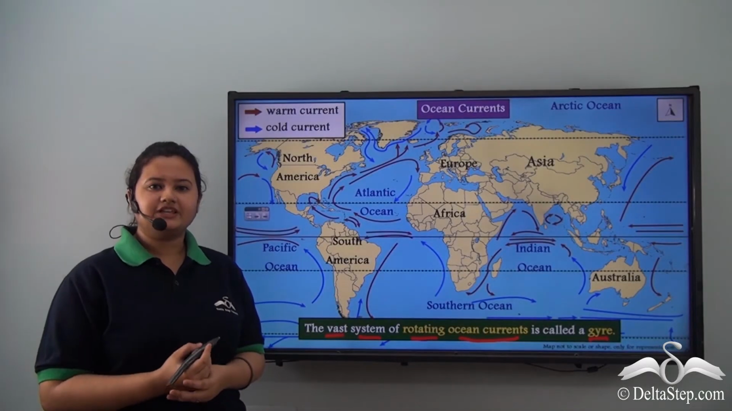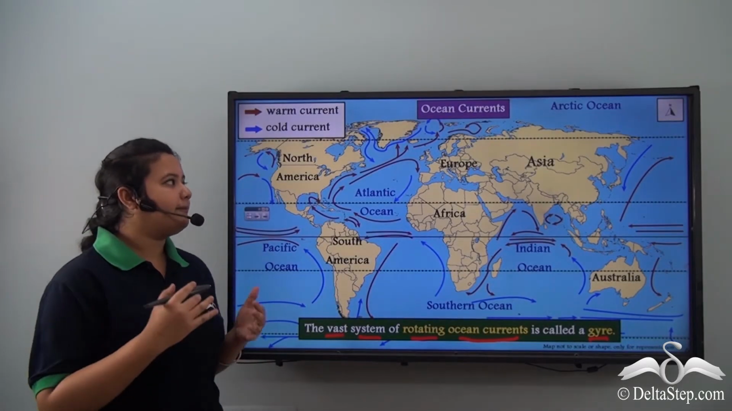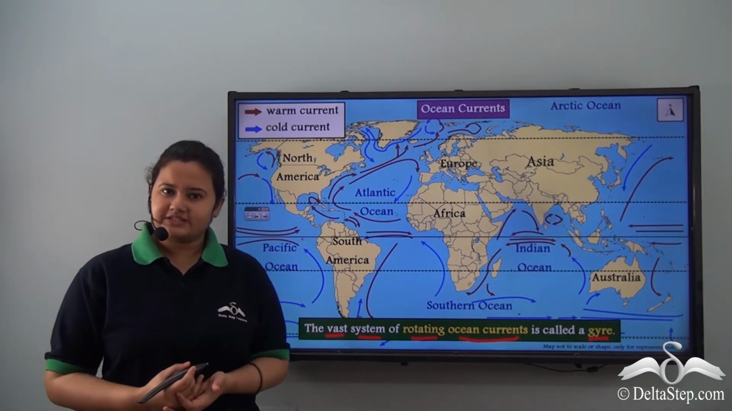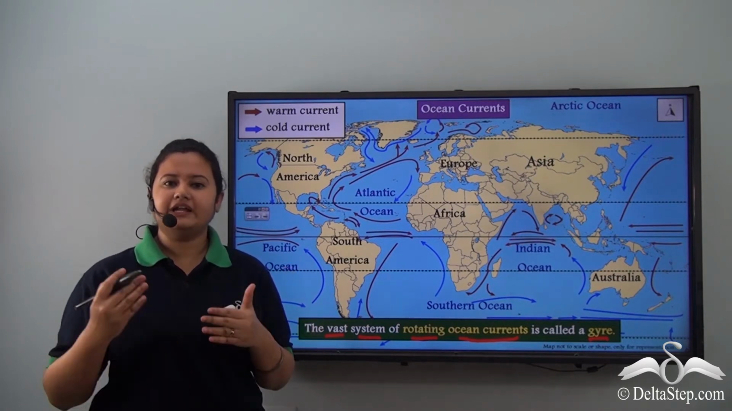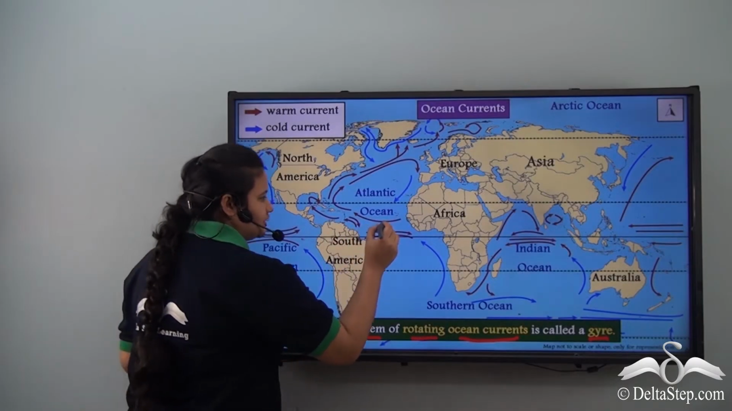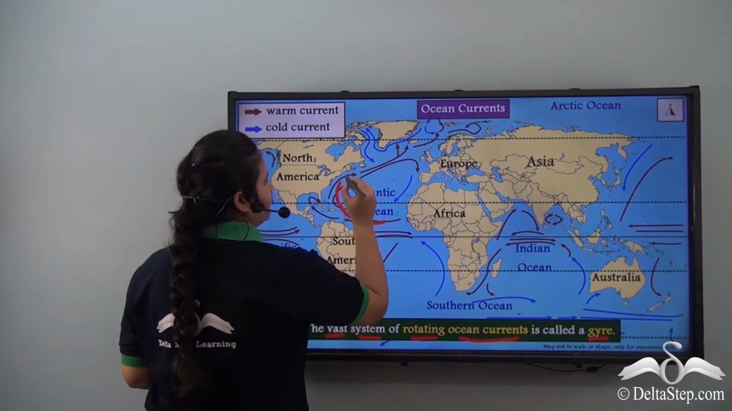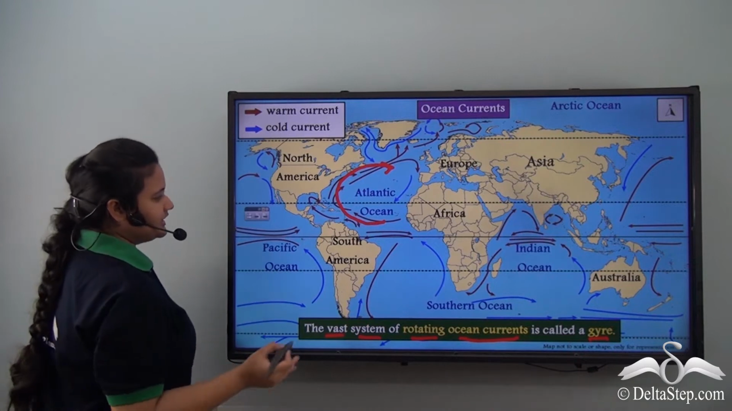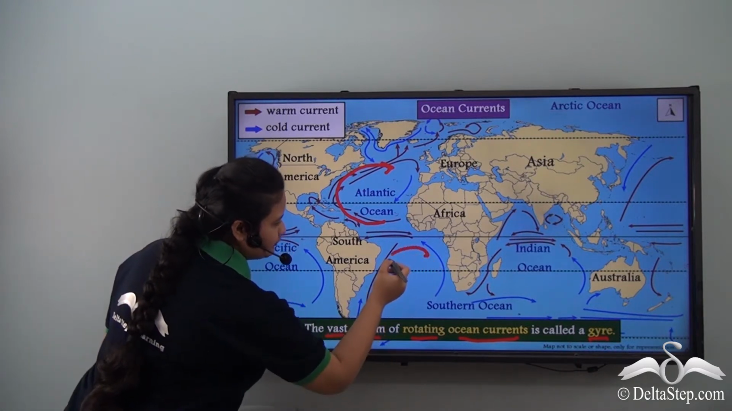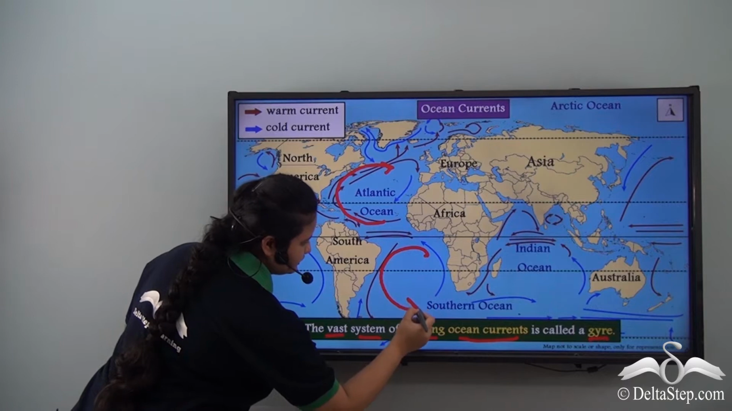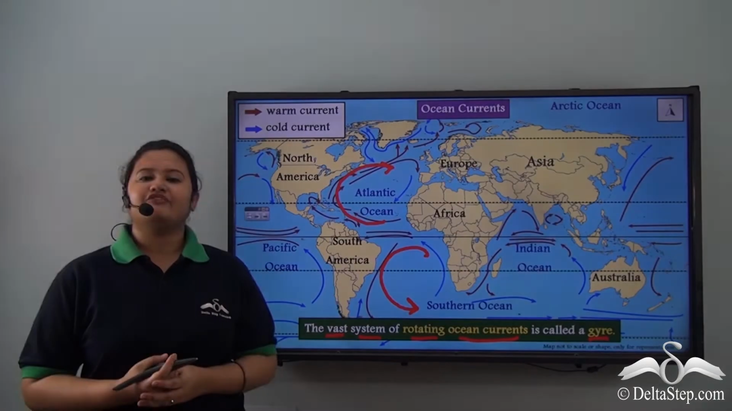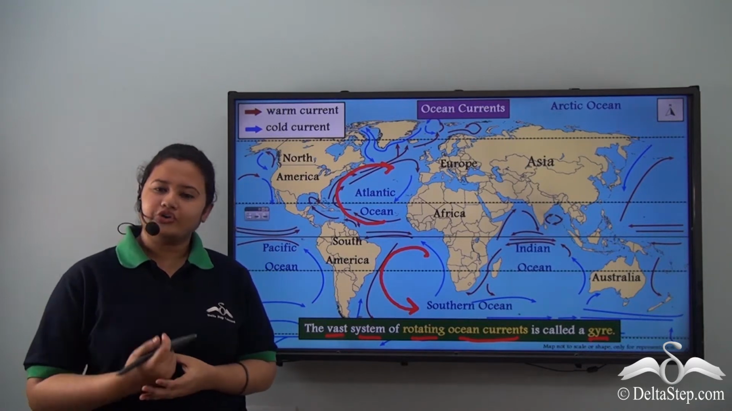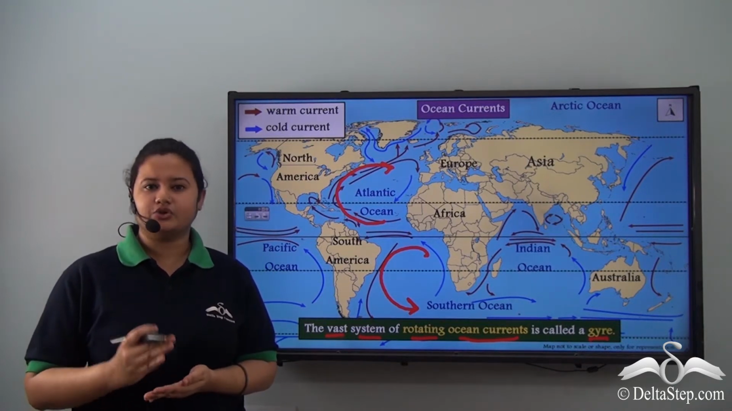Now, if you see, the ocean currents are following a pattern or specific direction. What is this direction? Well, we have already learned that the ocean currents follow a clockwise pattern in the northern hemisphere and they follow an anti-clockwise pattern in the southern hemisphere. We have already learned why this happens. Well, this happens due to the Coriolis effect caused by Earth's rotation.